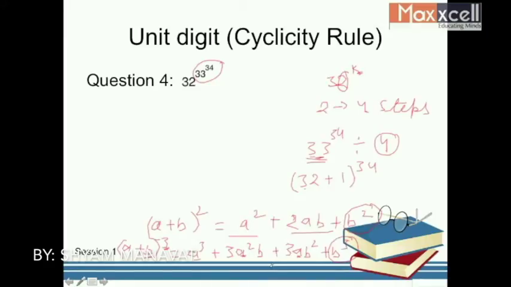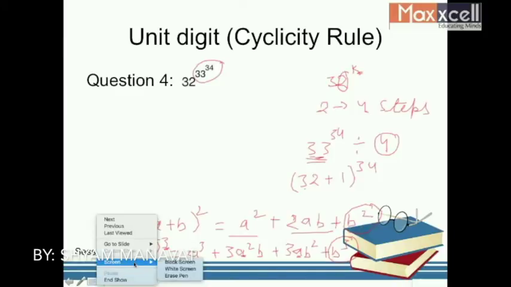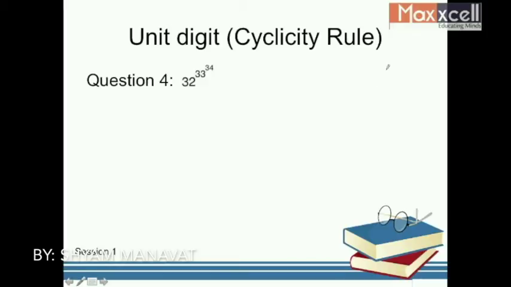Understood? So what happens here is, if I want to divide 33 to the power 34 by 4, I can write this as (32 plus 1) to the power 34 divided by 4. If I simplify this, all terms will have 32 except the last term, which is 1 to the power 34. All terms will be divisible by 4, because 32 is divisible by 4.